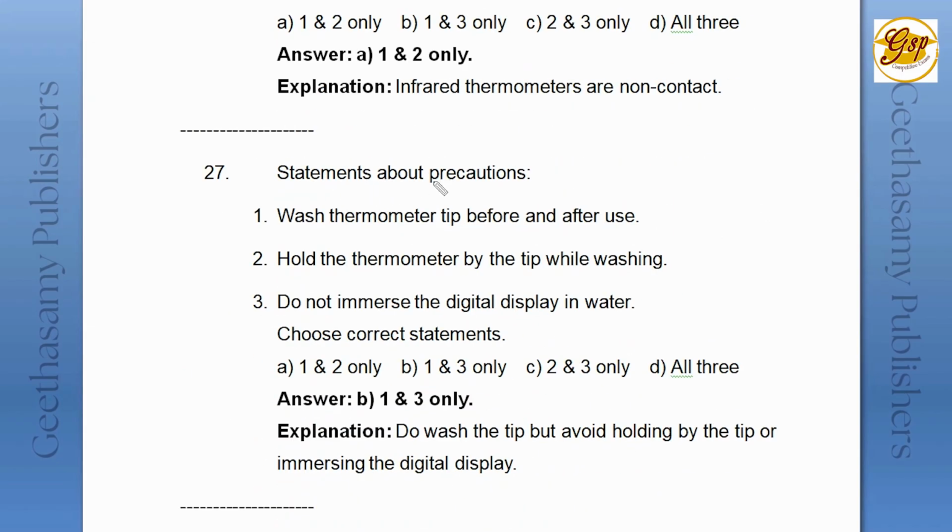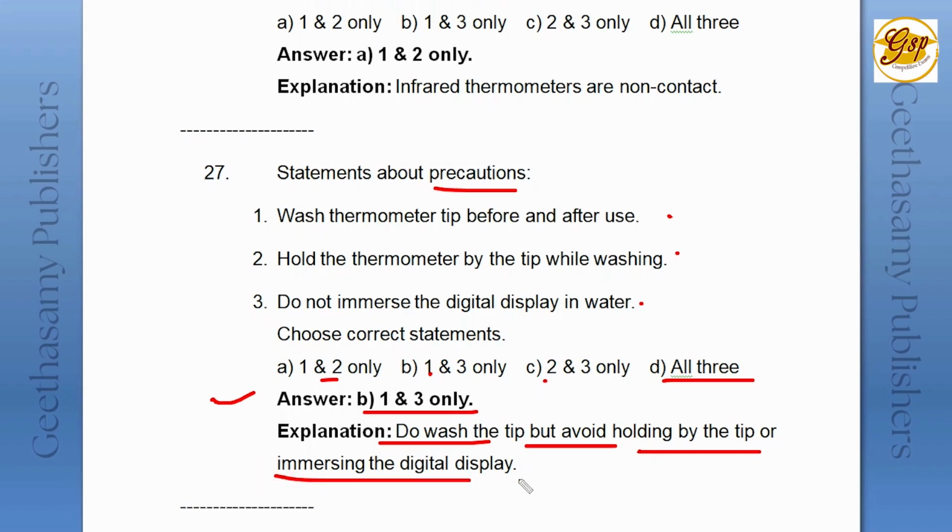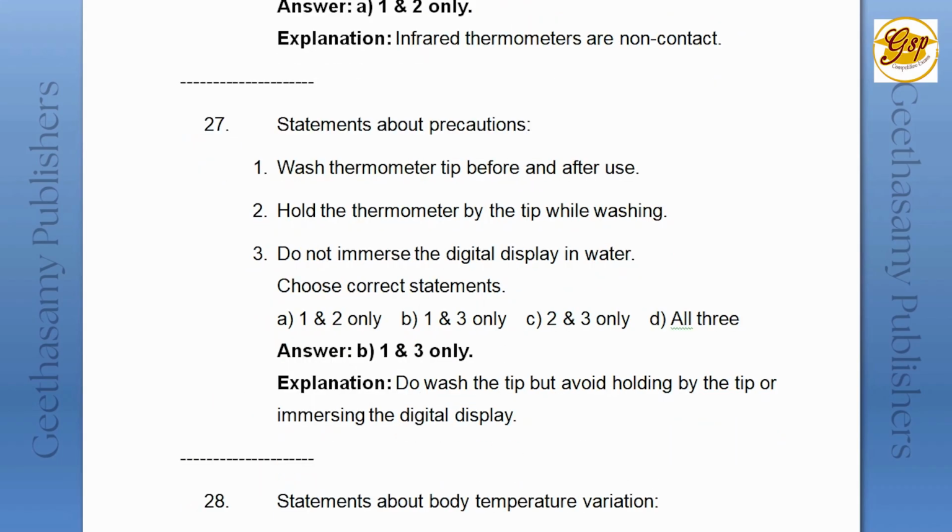27th question, statements about precautions. 1. Wash the thermometer tip before and after use. 2. Hold the thermometer by the tip while washing. 3. Do not immerse the digital display in water. The options are 1 and 2, 1 and 3, 2 and 3, all 3. The correct answer is 1 and 3 only. Because you wash the tip, but do not hold it by the tip or immerse the digital display.